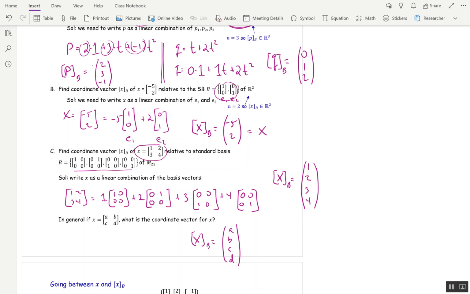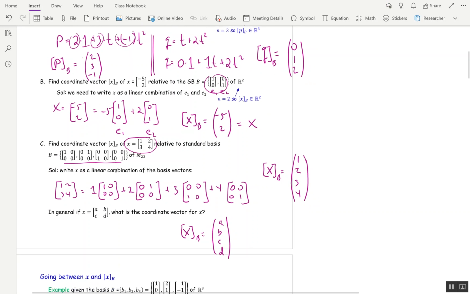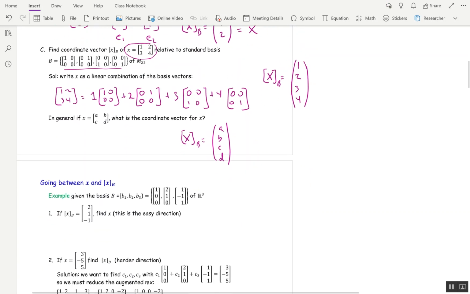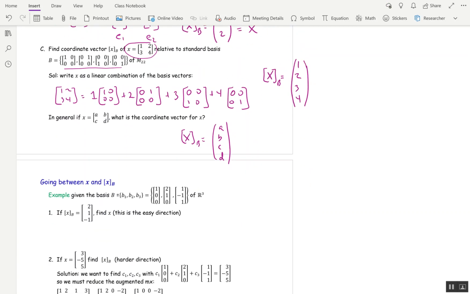All right, so let's see how to go back and forth between X and XB. There are 2 directions, one's easy and one's not. So here we have a basis of R3. You can trust me, that is a basis of R3. If you put those vectors into a matrix, there would be a pivot in every row and a pivot in every column.